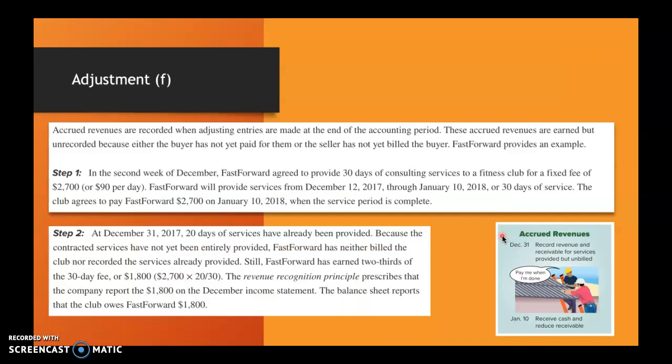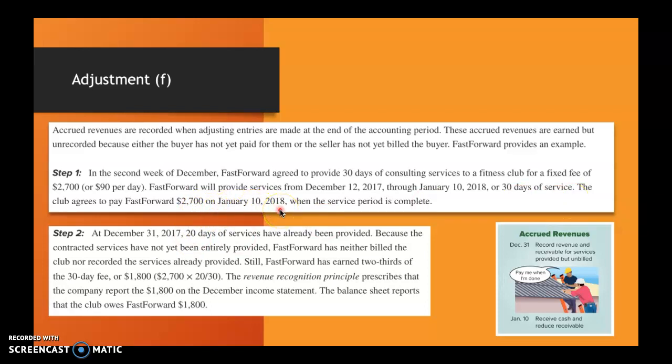Finally, the last adjustment we have here, F, has to do with accrued revenues. These accrued revenues are earned but unrecorded because either the buyer has not yet paid for them or the seller has not yet billed the buyer. So in the second week of December, Fast Forward agreed to provide 30 days of consulting services to a fitness club for a fixed fee of $2,700, which is $90 per day. They will provide the services from December 12, 2017 through January 10, 2018, or 30 days' worth of service. The club agrees to pay Fast Forward $2,700 on January 10, 2018.